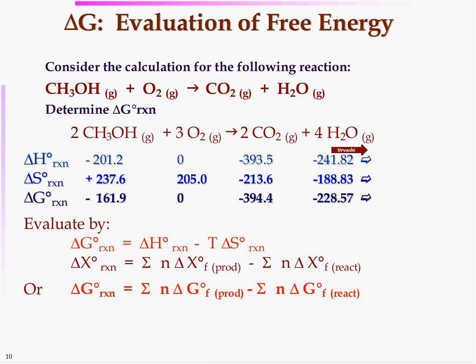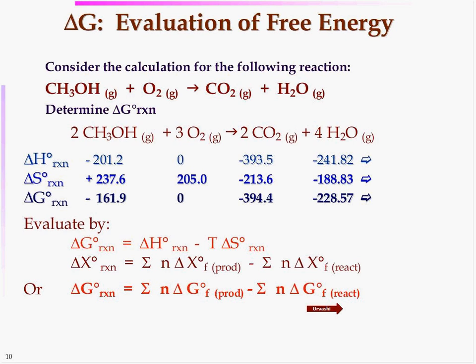Then this is the data which is already provided to you: delta H, delta S and delta G of each individual component. Like this is for CH3OH, this is for O2, this is for CO2 and this is for H2O. What I have to find is delta G of the reaction. It is delta H of the reaction minus T delta S of the reaction. Also, we can use summation of n into delta G of products minus summation of n, where n is the number of moles, into delta G of reactants.